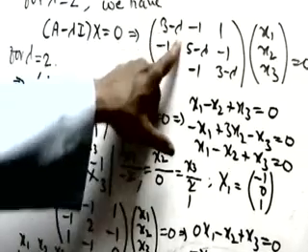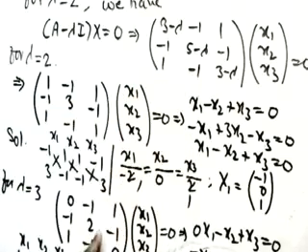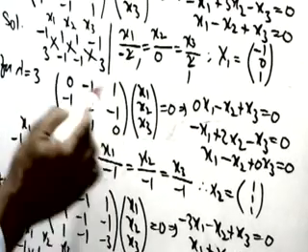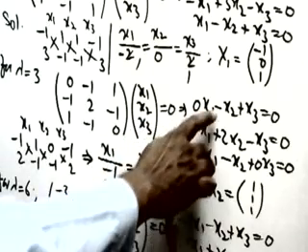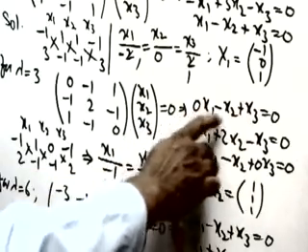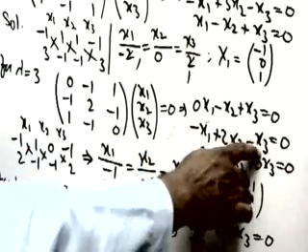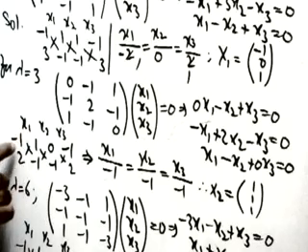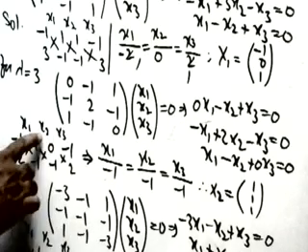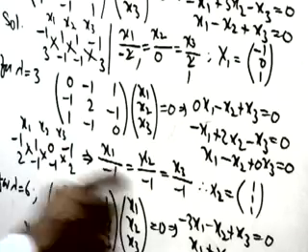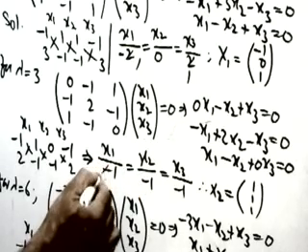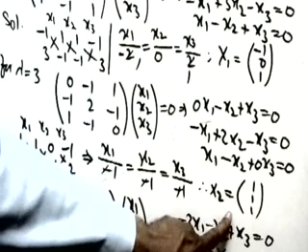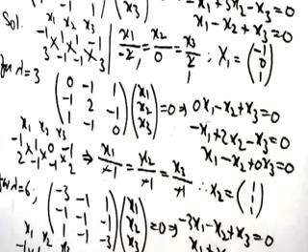Now the next case, lambda equals 3. If we keep lambda 3, we get 3 minus 3 is 0, 5 minus 3 is 2, 3 minus 3 is 0. Again you multiply row into column, and we get three equations. Now let us solve the first and second. The coefficients are minus 1, 1, 0, minus 1 and 2, minus 1, minus 1, 2. x1 by minus 1, x2 divided by minus 1, x3 by 0 minus 1, minus 1. We can cancel the common factor, and we get the second vector 1, 1, 1.